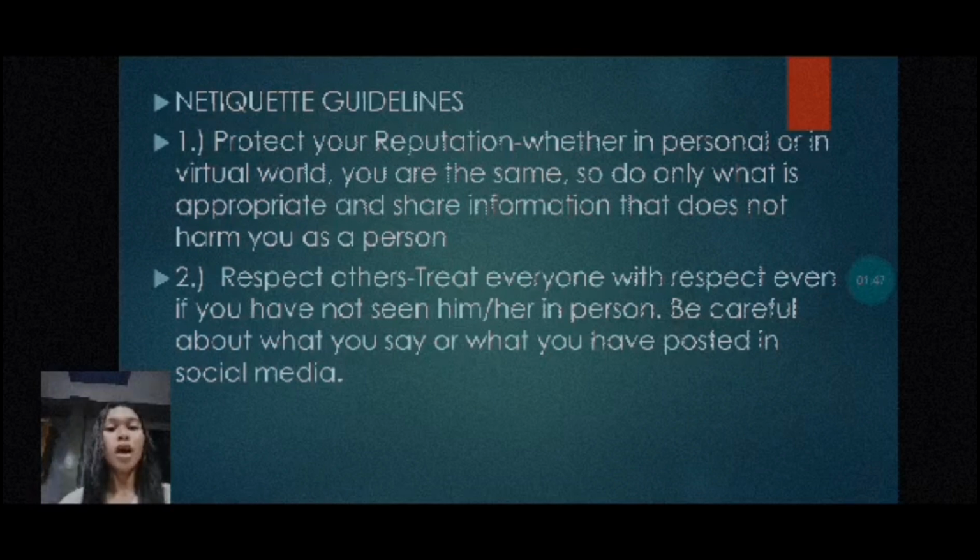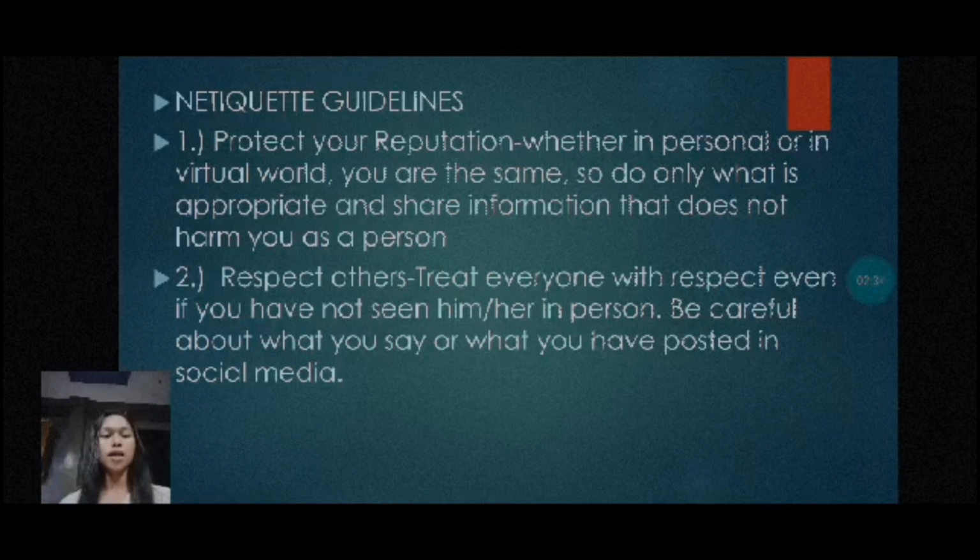So first, we have protect your reputation. Whether in the personal or the virtual world, you are the same. So do only what is appropriate and share information that does not harm you as a person. Here's a tip: manage your settings. Social media accounts, and even your commercial accounts, have privacy settings that let you control who can see your information and posts and how they can interact with you. These settings don't provide absolute control over how your content is shared with the world, but they are a good start.